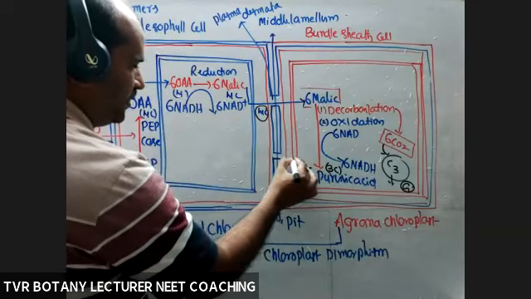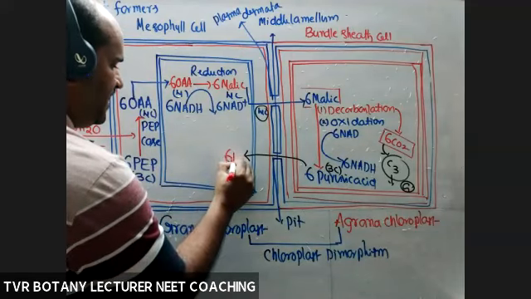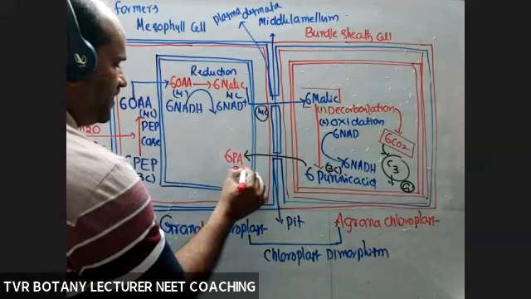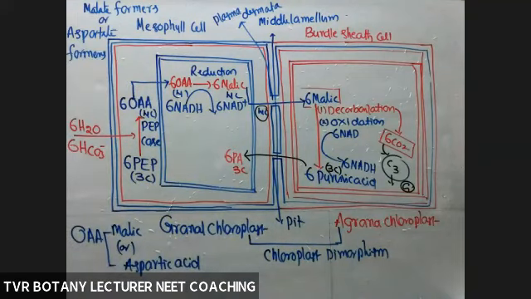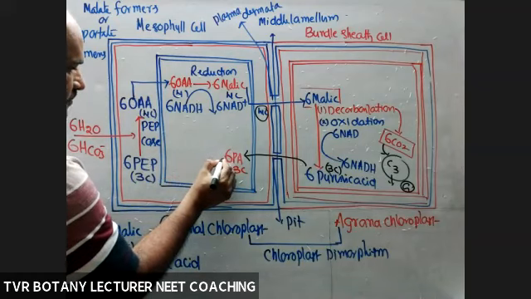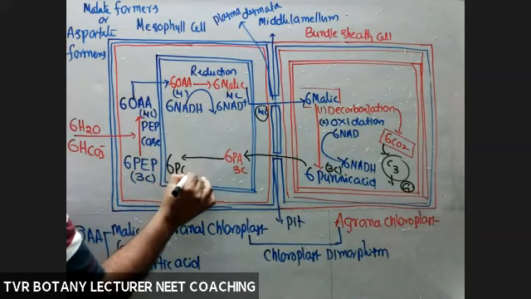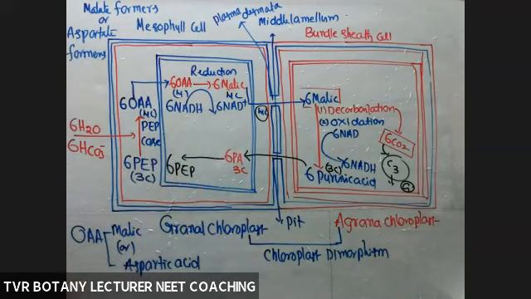Now the 3-carbon compound is transported into the mesophyll chloroplast. That is agranal chloroplast. So 6 molecules of PA, pyruvic acid, a 3-carbon compound. Now 6 molecules of pyruvic acid are phosphorylated to 6 molecules of PEP. So what about the place of formation of PEP? Within the stroma of the agranal chloroplast.